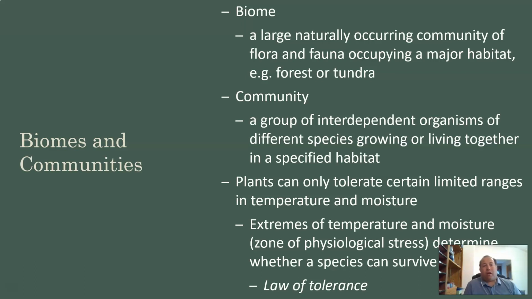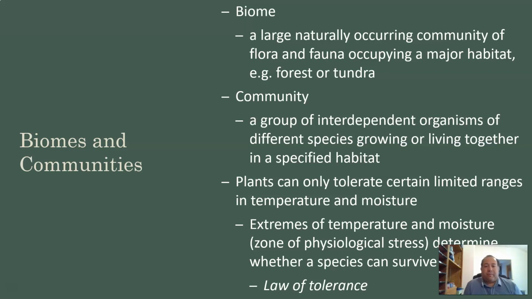Biomes are large naturally occurring communities of flora and fauna that occupy a major habitat like a forest or tundra. And these biomes are set by two climatic factors, temperature and precipitation. So it's basically a classification system to take all the places in the world and get it down into a group of about 10 different biomes. The whole world can be broken down into 10 different biomes just by grouping them by the amount of precipitation they get and by the temperature range that they're okay with.